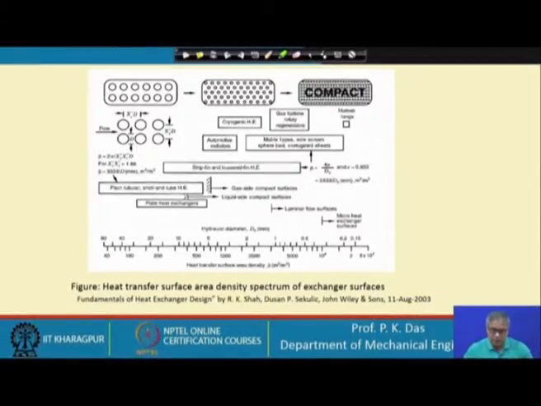Let us proceed with the description of this slide, which is very important. Here again there are strip fin and louvered heat exchangers, which fall in the intermediate region. So, what we can see is that the human lung is at one extreme, and at the other extreme we have the plain tubular shell and tube heat exchanger.